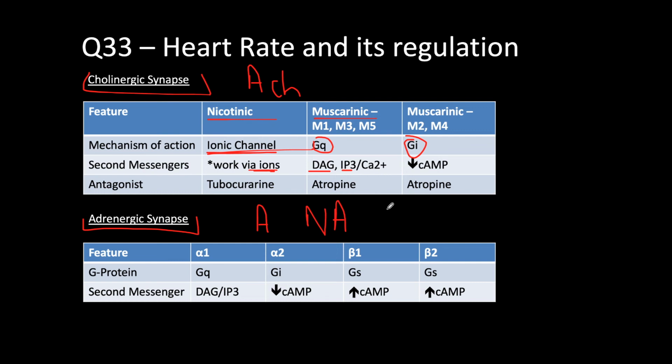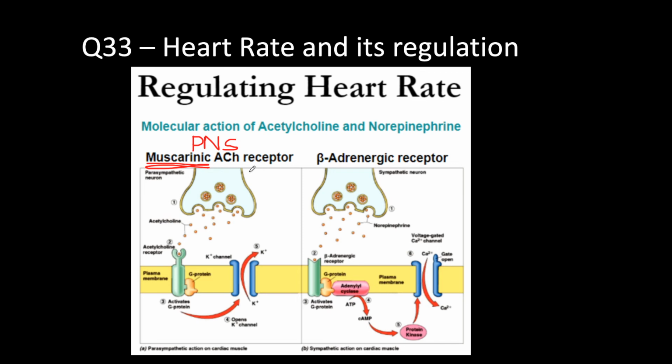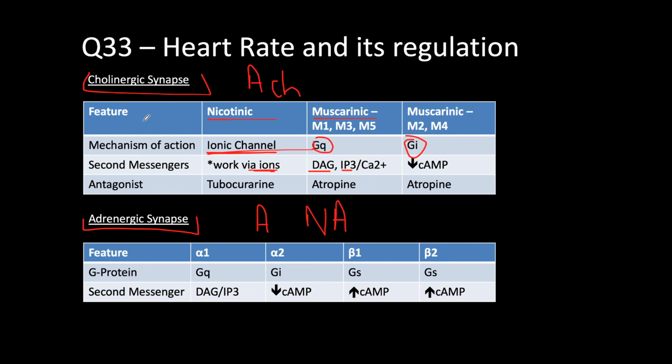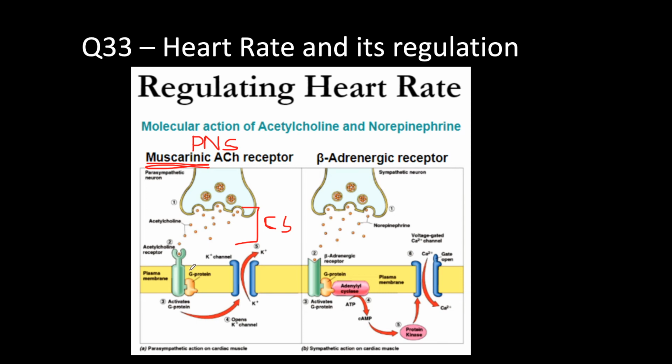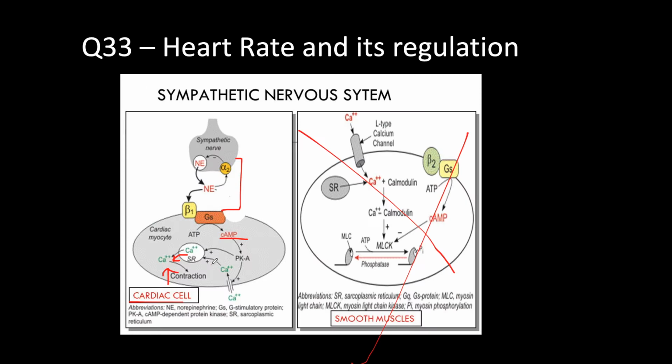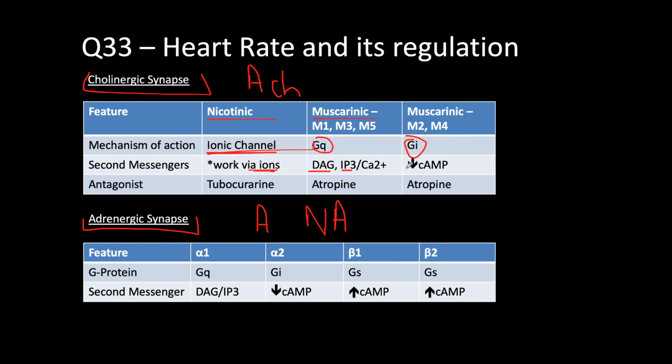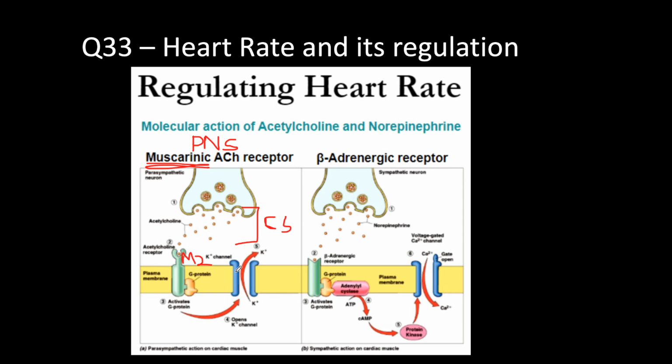But if we're talking about the parasympathetic nervous system acting on the heart, it secretes acetylcholine. So this is now a cholinergic synapse. We're dealing with the first table here, right? And it attaches to M2, an M2 receptor, as you can see here. An M2 receptor is attached to a G inhibitory protein that decreases the levels of intracellular cyclic AMP. So when it's attached to G inhibitory protein, it decreases the level of cyclic AMP, and as I mentioned before, a G-stimulatory protein causes an increase in cyclic AMP.